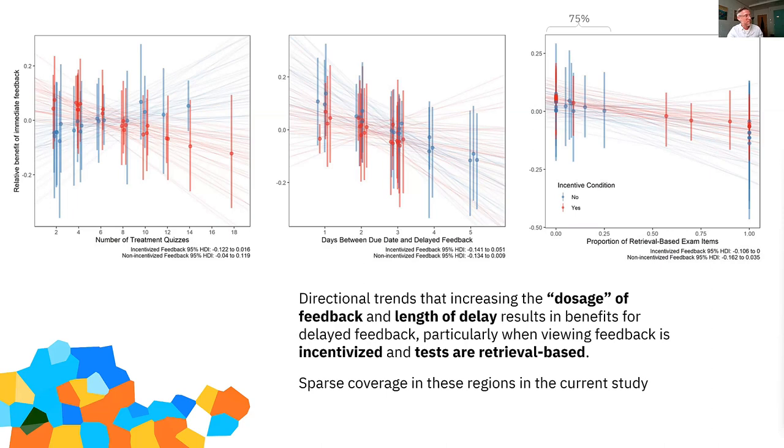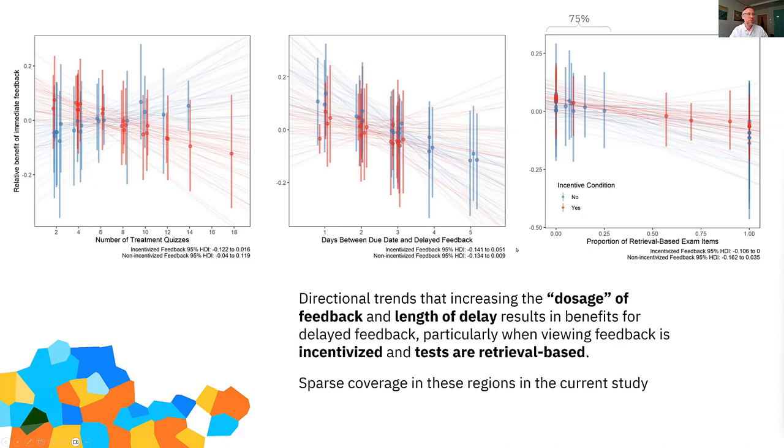What you can see is that as we get more treatment quizzes, as there's more opportunities for students to get feedback, there's an increasing benefit for delayed, but there's super few classes way out here in the sample space. So it just wasn't significant. And also as the delay is increased, so as we increase the number of days between due date and delayed feedback to like 4 or 5, we see benefits that might point again in the direction of delayed feedback, but there's just very few classes that are way out here. So like 3 or maybe 6 classes out of 38. So there's just not enough data to be able to have strong inferences.